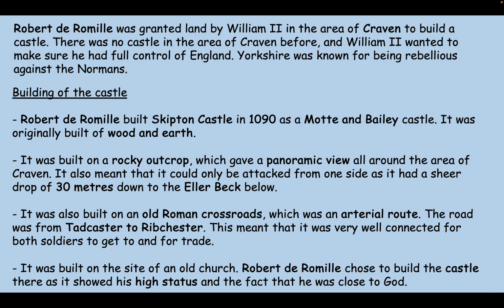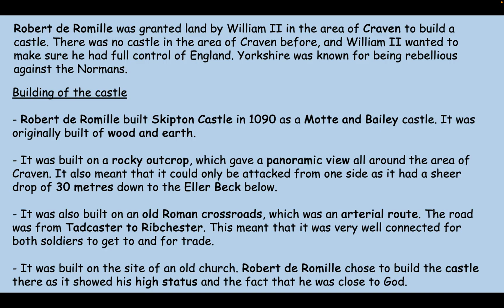Skipton Castle was also built on some old Roman crossroads, and it was on an arterial route, which means that it was on a really important road, basically, between Tadcaster and Ribchester. So another reason it was built where it was built was because of its connections. It was well connected for trade, but also to move soldiers to and from the castle.